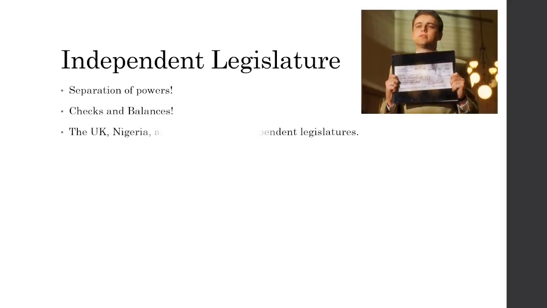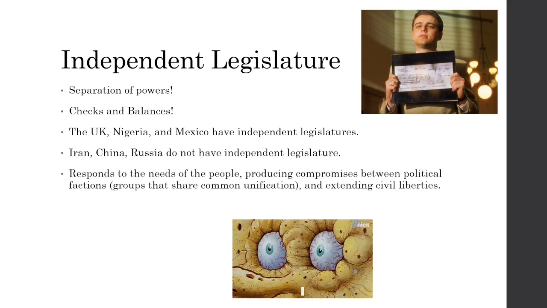There are checks and balances, particularly between the executive, legislative, and judicial. So judicial review can come into play, or the executive can veto a law. Now, the UK, Nigeria, and Mexico, for the most part, have independent legislators. I know the UK has a fused legislator between the executive and the legislative branch. However, it's not fused to the degree that the legislator is not independent. It's not a rubber stamp, as we would say, for China or Russia.